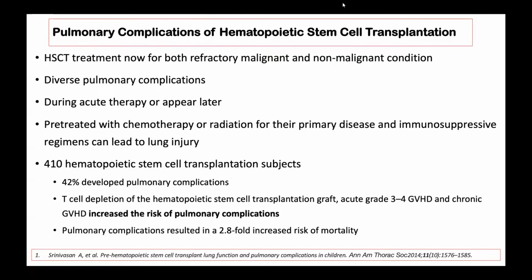Pre-treatment with chemo or radiation, of course, can also lead to lung injury. This specific article mentions about 42% of hematopoietic stem cell transplant subjects developing pulmonary complications, and most of them are related to T-cell depletion, acute graft versus host disease, and chronic GVHD. And of course, if you see pulmonary complications, the risk of mortality increases 2.8-fold.